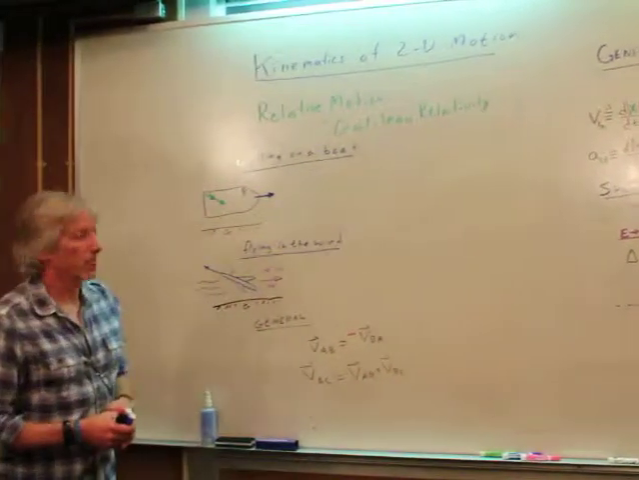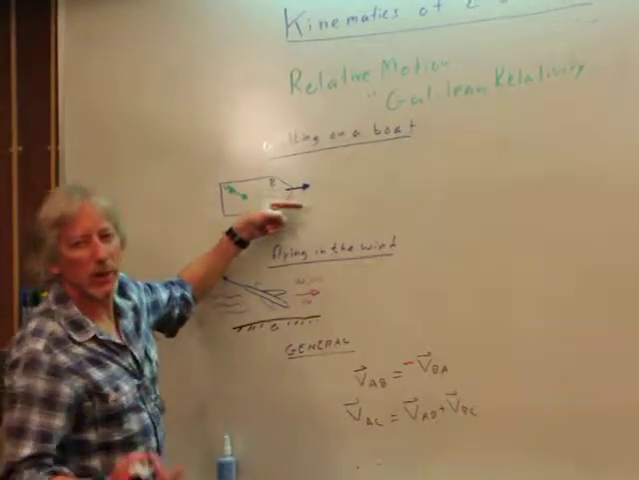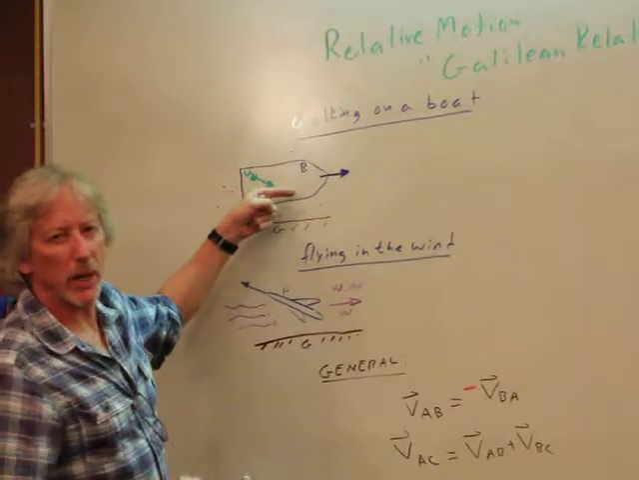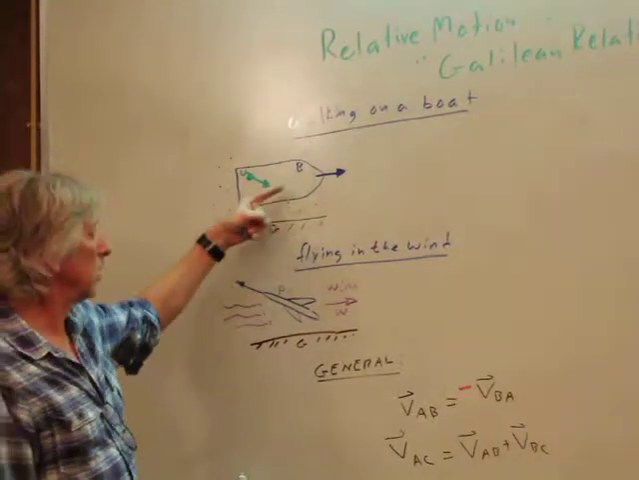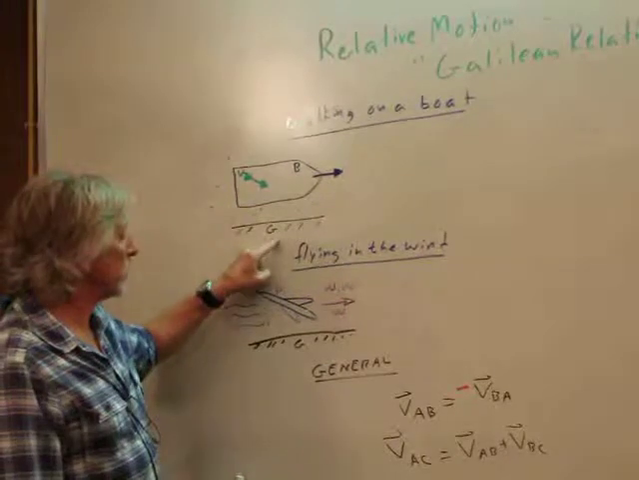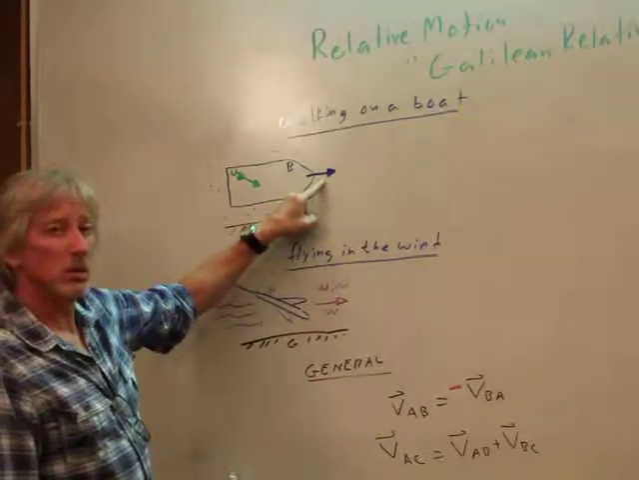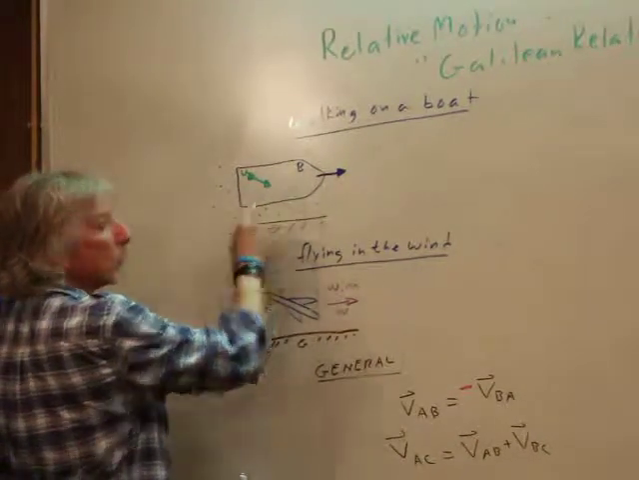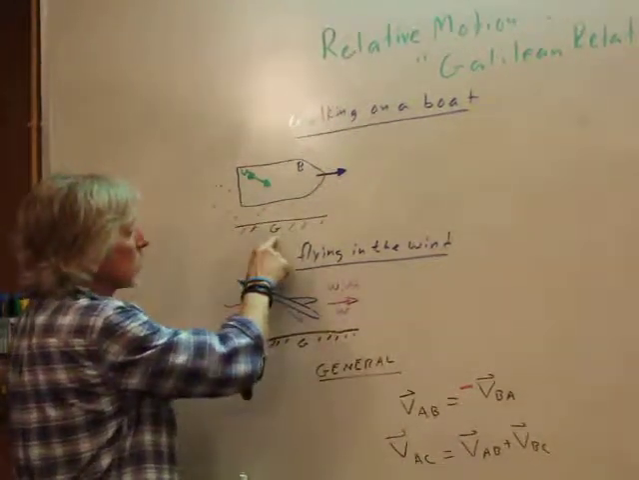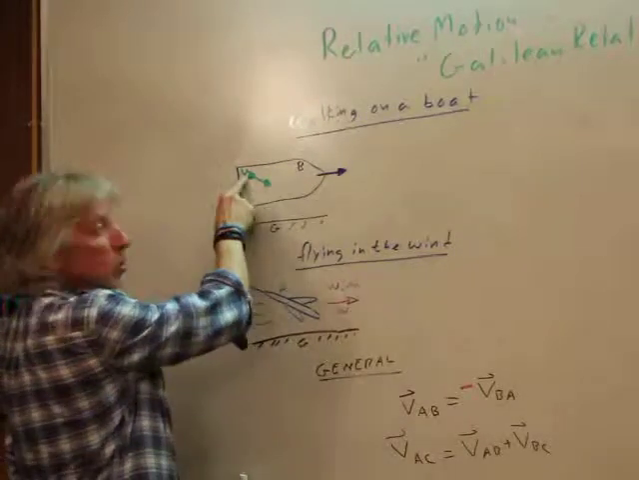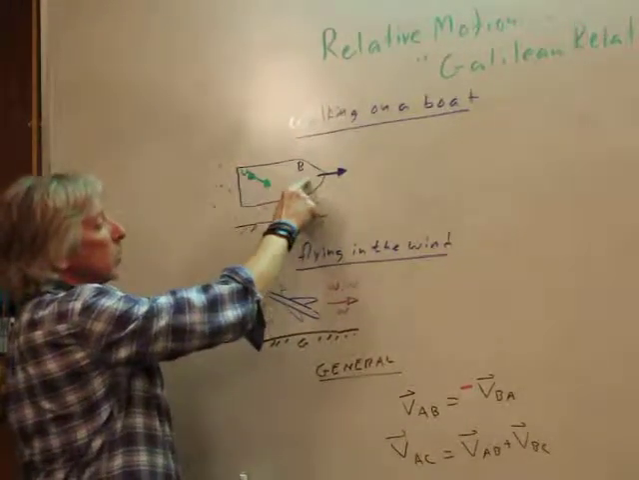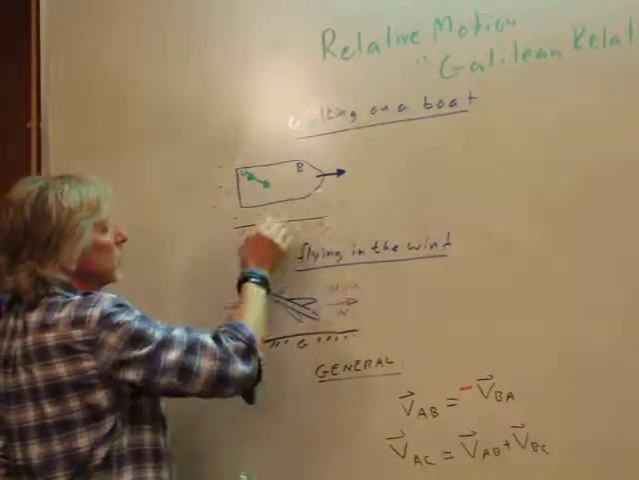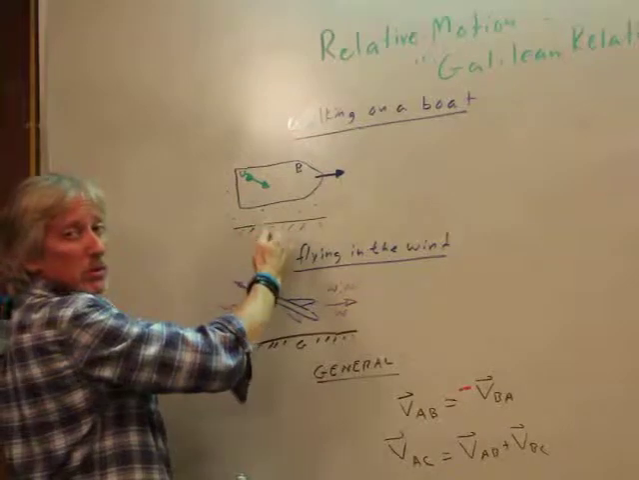For example, if the boat's going 10 miles an hour and you're walking with it 3 miles an hour, which is kind of standard walking speed, then the ground sees the boat going 10 miles an hour, but it sees you moving up toward the front. So relative to the ground, you're walking 13 miles an hour. The boat's moving 10, you're moving 3 in the boat, so it's the combination.